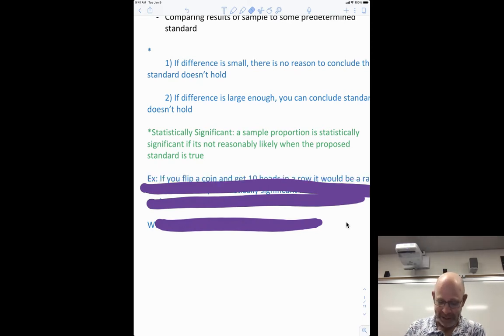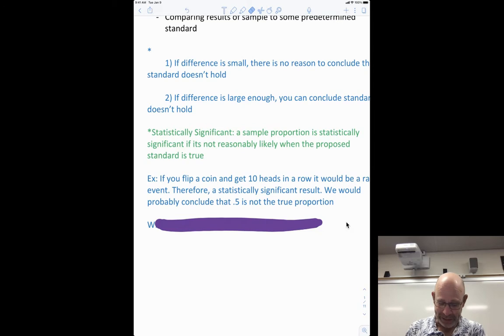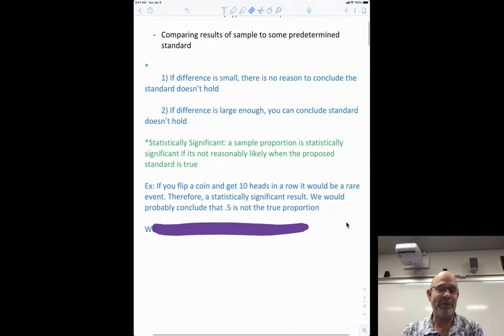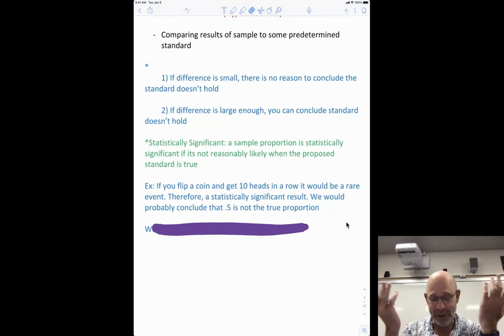Okay, so here's an example. Let's say I believe there's 50% heads in a proportion. Clearly there is, but let's just say we believe it. But if I flipped a coin and I got like 10 heads in a row, you would say, whoa, that's not very likely to happen, right? This is what we would call a statistically significant result because we think it's 50%. 10 heads in a row is way too far away, not reasonably likely. We'll go through that math again. We probably just actually did before this video today, I hope. We probably conclude that 50% is not the true proportion, right?